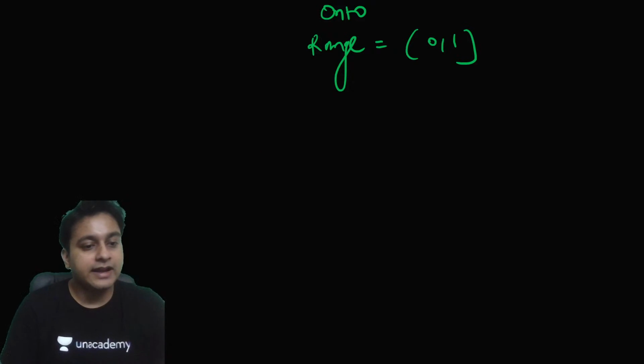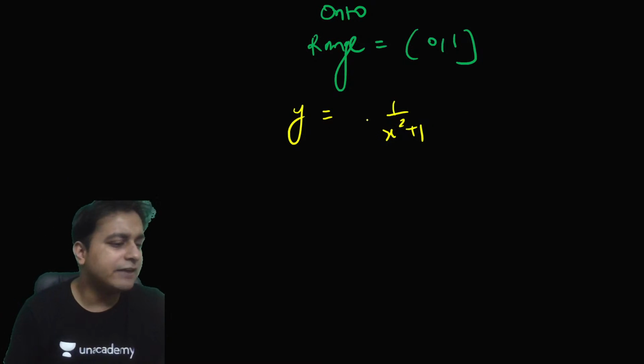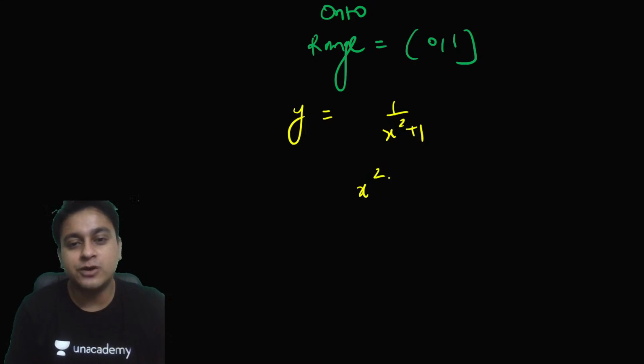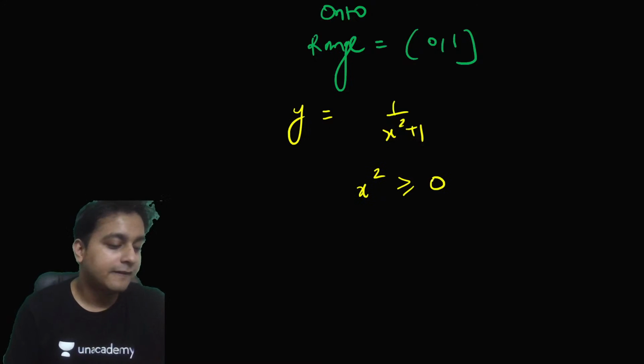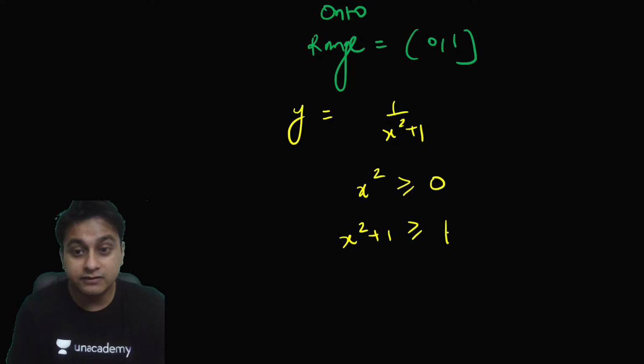So guys, let's get the range of the function. Very easily we can get the range. We have y equals 1 upon x square plus 1. You have the y method, but I will not suggest that. I will suggest a very easy method. We all know that x square is greater than or equal to 0. And we can add 1 both sides, right? So from here, x square plus 1 will be at least 1.